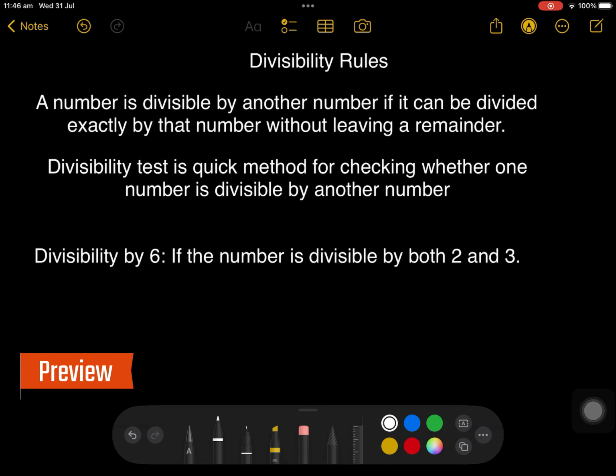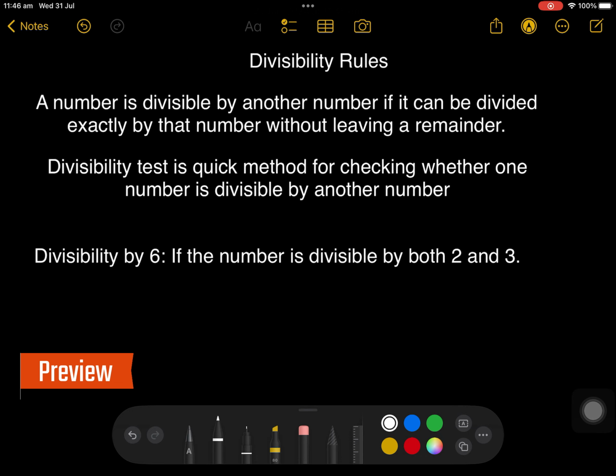Hi mga wonders. So for today's video, let's continue the divisibility rules. Last time we discussed divisibility by 2, by 3, by 4, and by 5. And now let's proceed to the continuation.